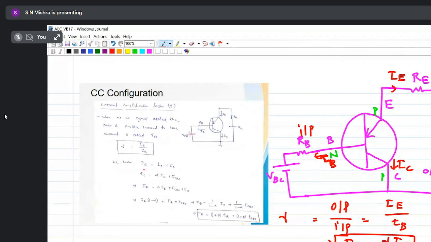So what we'll do: IE equals IC plus IB. Then in place of IC, you replace alpha IE plus leakage current. Then you substitute all these equations in IE and just solve it. So you will finally get IE equals (1 plus beta) IB plus (1 plus beta) ICBO. Okay. Using all these equations that I have explained here, numericals will come in the exam.